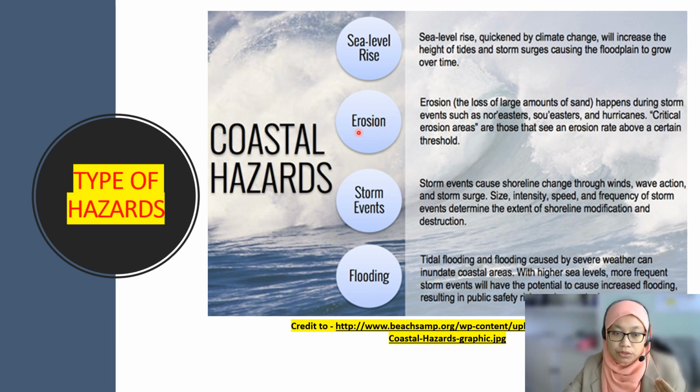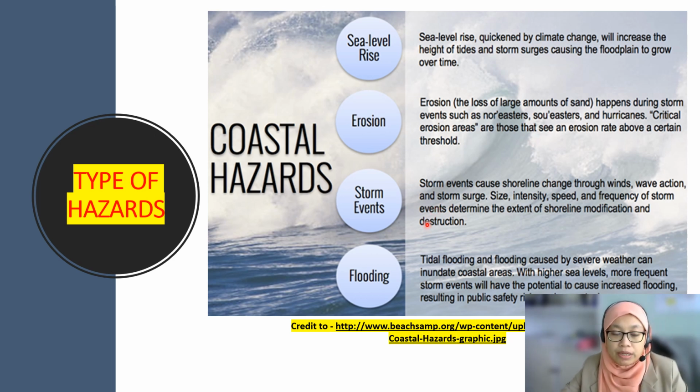We also have coastal erosion, which is the loss of a large amount of sand, and then our beaches become shorter and shorter. So this is an area where we have critical erosion areas, where the rate of erosion is usually above a certain threshold. At this point, we need to increase the amount of sedimentation coming in and being transported to the beaches, so that we can keep up with the rate of erosion that is happening.